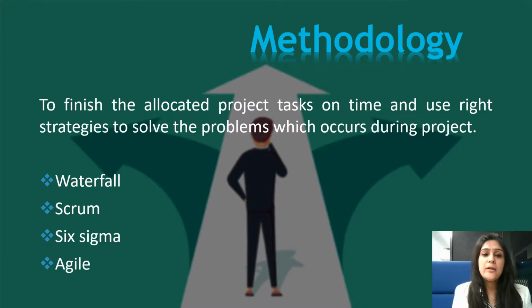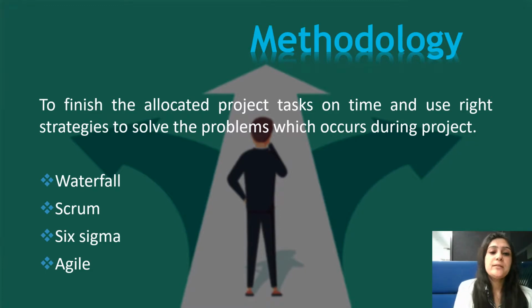If I talk about the types, we have compared four methodologies which we think are important. The first ones are Waterfall, Scrum, Six Sigma and Agile. Waterfall is a very traditional technique. Once the requirements are done, we can't make changes later in the development phase. That's why we rejected this methodology.